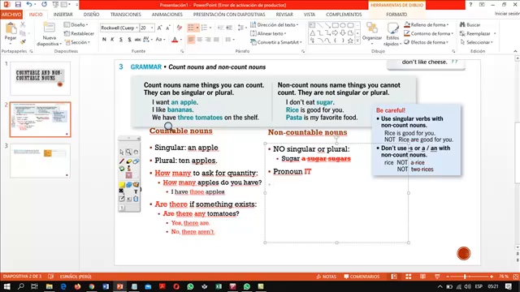With non-countable nouns we use how much, right? And is there any, right? So we have how much to ask for quantities, right? And we have is there to ask if something exists.